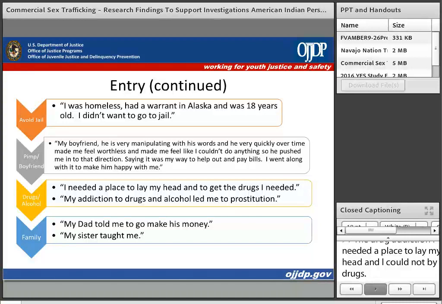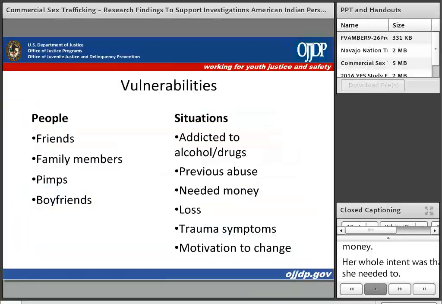We had a young woman, 18 years old, in the sample who talked about being sexually abused as a child. When she turned 13, her dad told her to go make his money. So her whole intent was that she needed to. He pushed her into situations where she had to exchange sex for something of value, in her case always money. And then a trafficker found her.